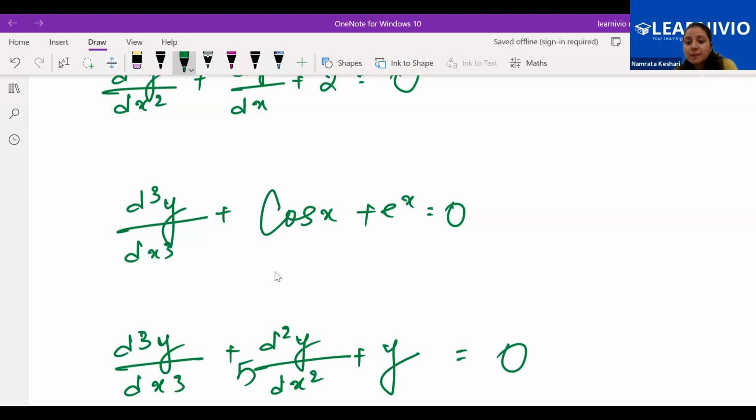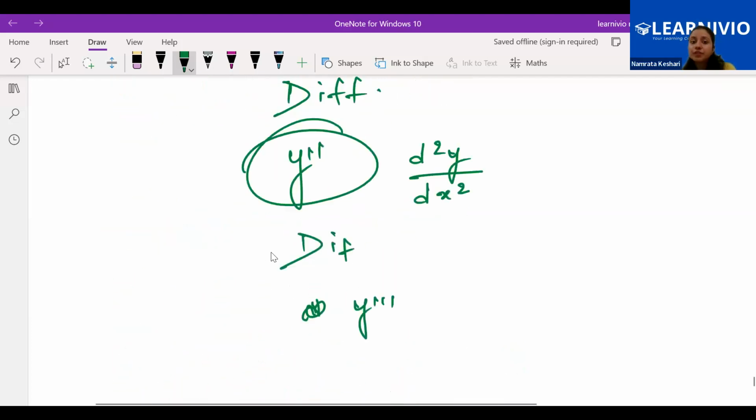Getting it, Murtaza? Yes, ma'am. So how many times the derivative is taken will give you the order of the differential equation: order 2, order 3, order 1. These are the orders of the differential equation.